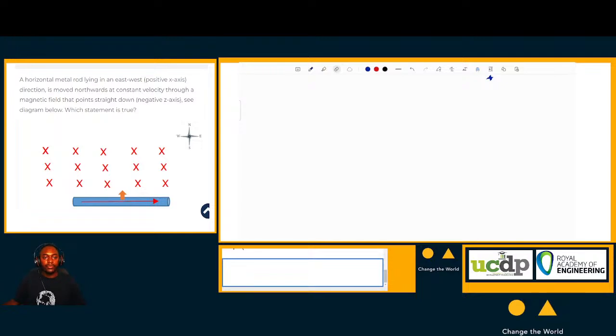great. So this question that we have, which is question 8, reads: a horizontal metal rod lying in an east-west direction is moved northward at a constant velocity through the magnetic field that points straight downwards, negative z-axis. See diagram below. Which statement is true?